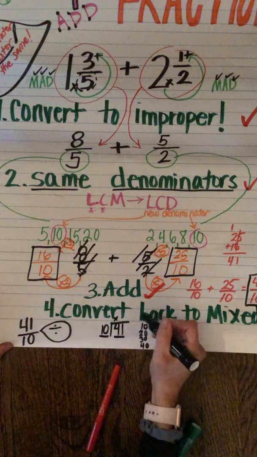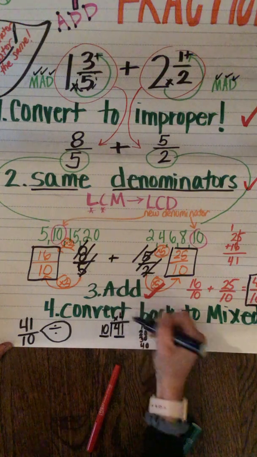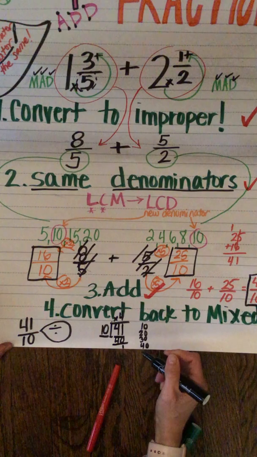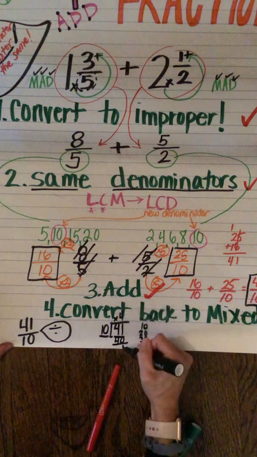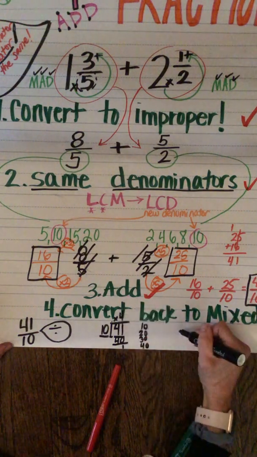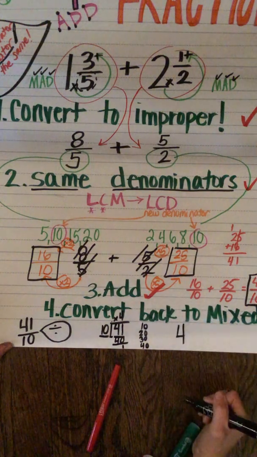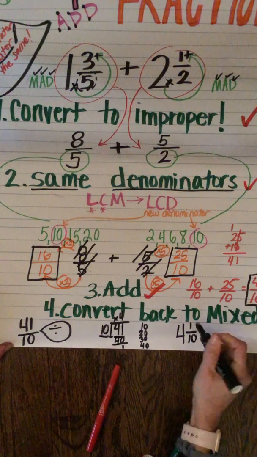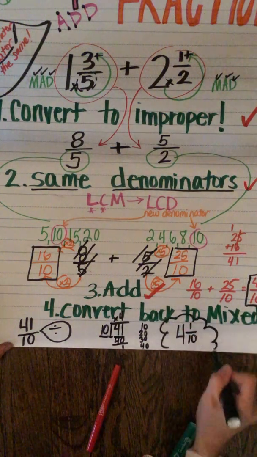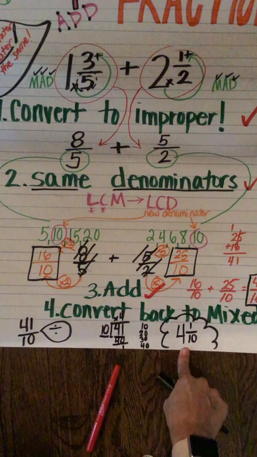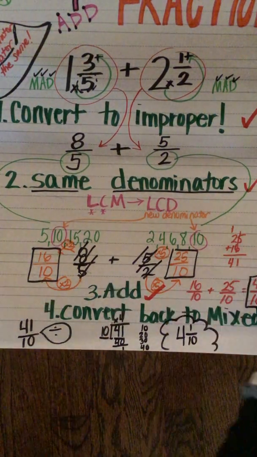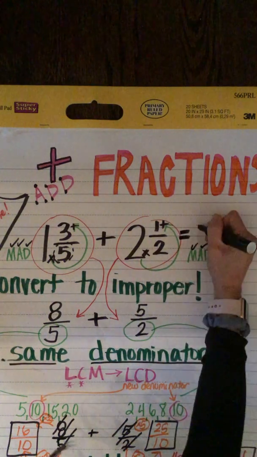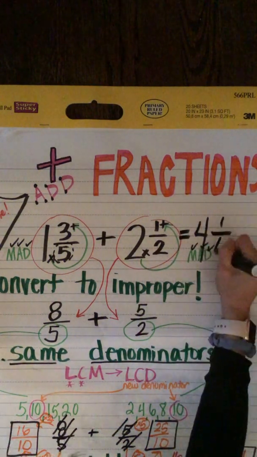10 goes into 40 4 times. And that is 40. Subtract, you get 1. So remember, our answer is 4 with 1 left over. So how do we write that? We say it's 4 wholes with 1 left over, and it's still cut into tenths. So boys and girls, this is our full solution. Okay, so if I go back, the answer to this is 4 1/10.